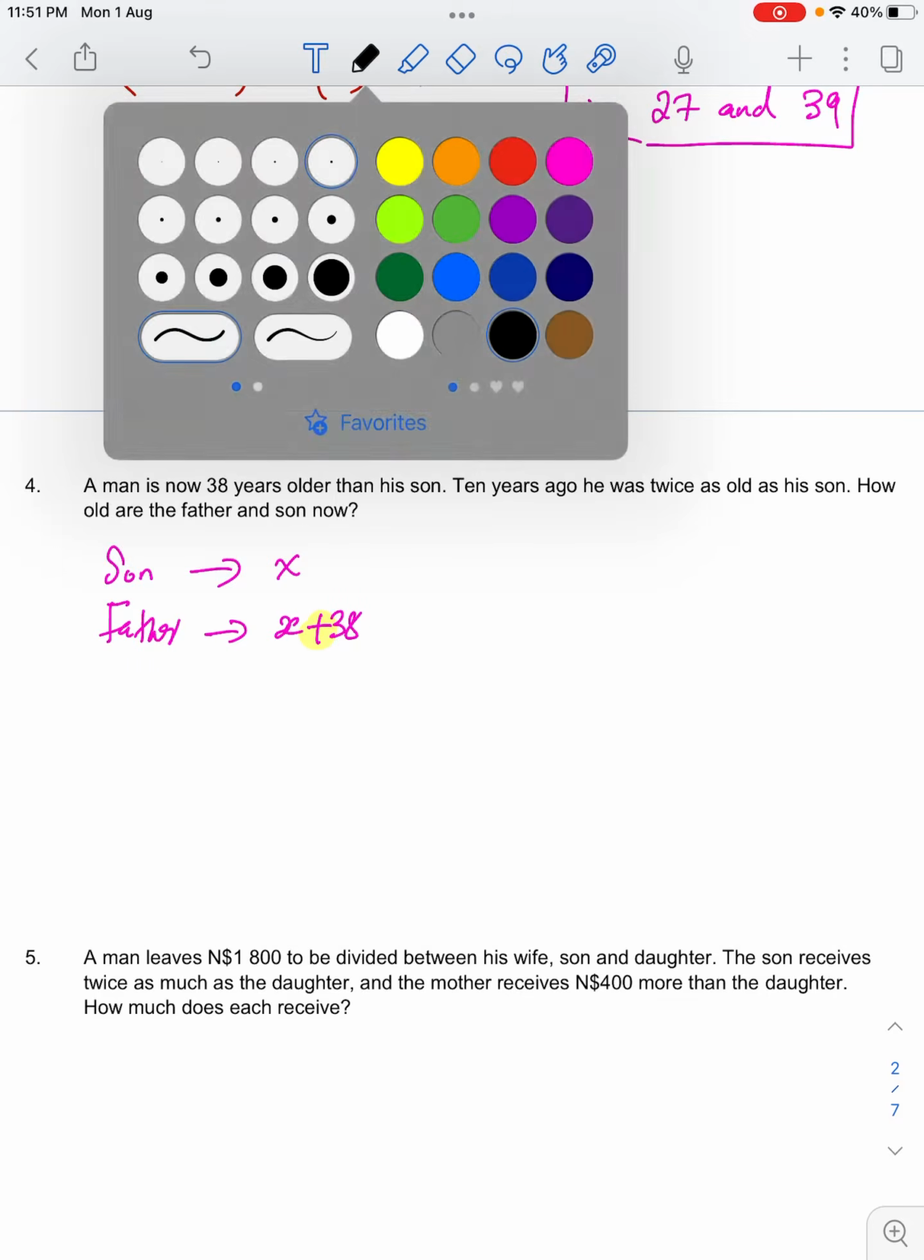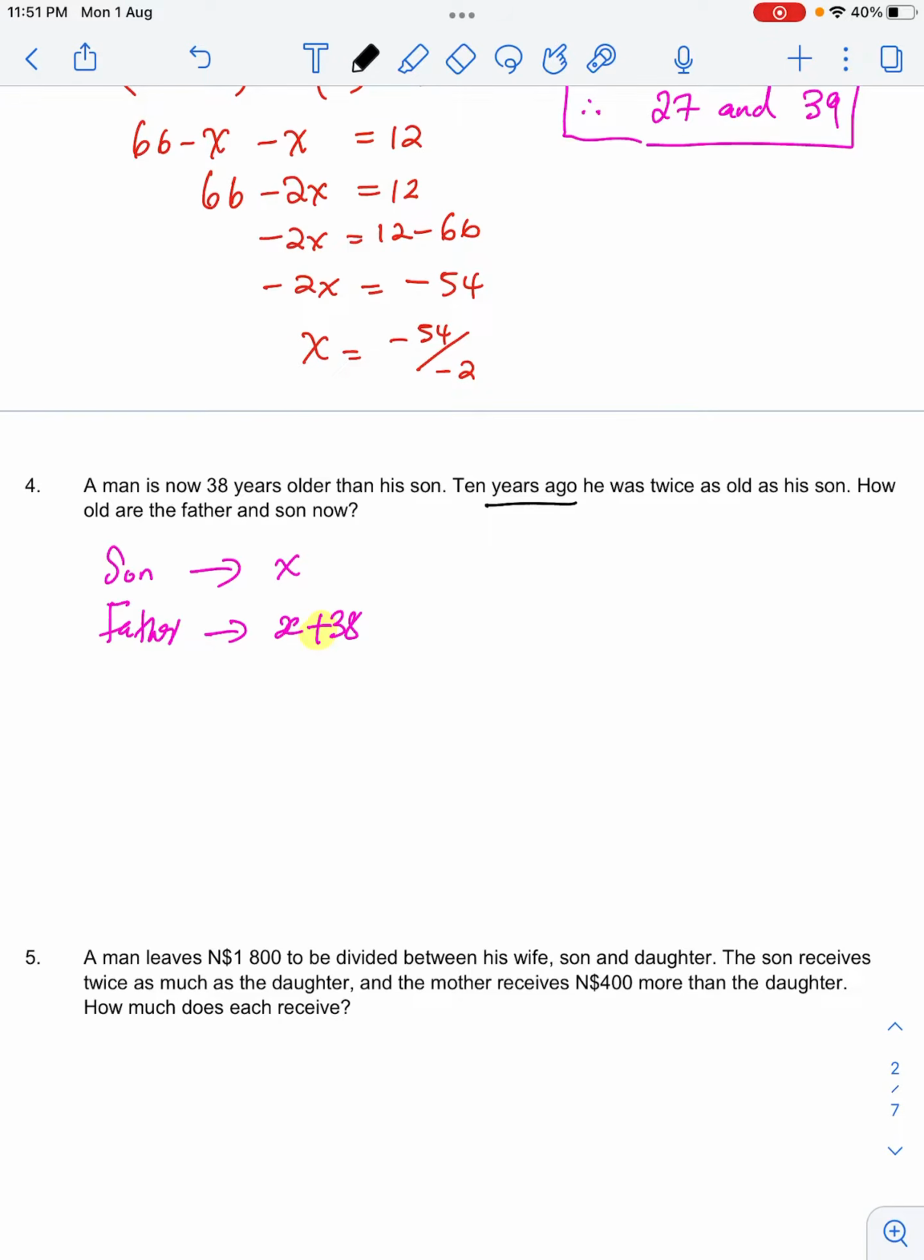So we know that 10 years ago, that means we are supposed to go in the past. So what is the son's age 10 years ago? Well, it will be x minus 10. And what will the father's age be? It will be x plus 28. That is that 10 take away from the 38.